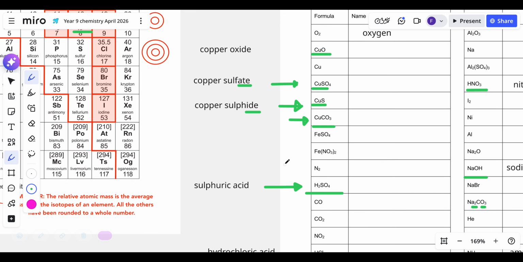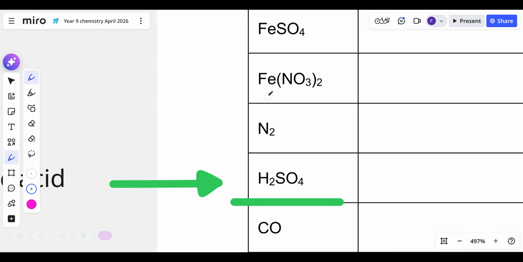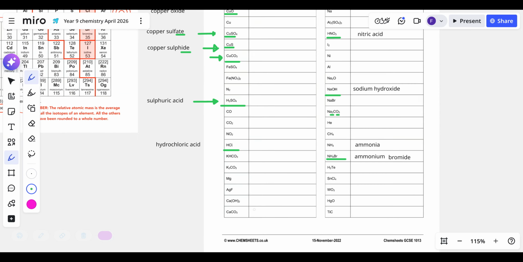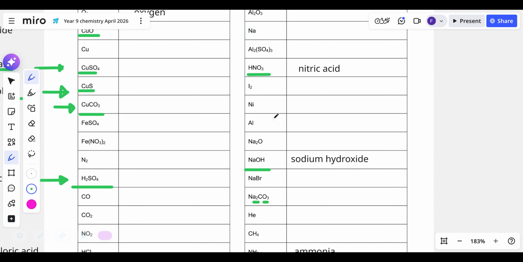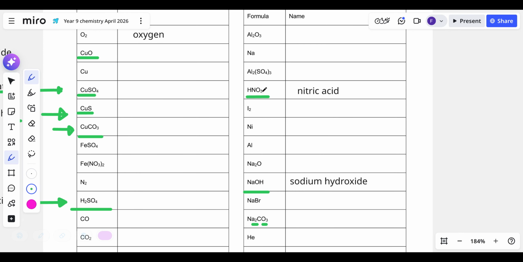Okie dokie. So you've got to name these. Ignore the brackets, ignore the numbers. So for example, I know Fe is iron, nitrogen, not nitrogen. This would be iron nitride if it wasn't for the oxygen, because of the oxygen, this is iron nitrate. Anything that starts with a H is an acid. All right. This is sulfuric acid. This is hydrochloric acid. And this is nitric acid. Learn the names, recognize the formulas.